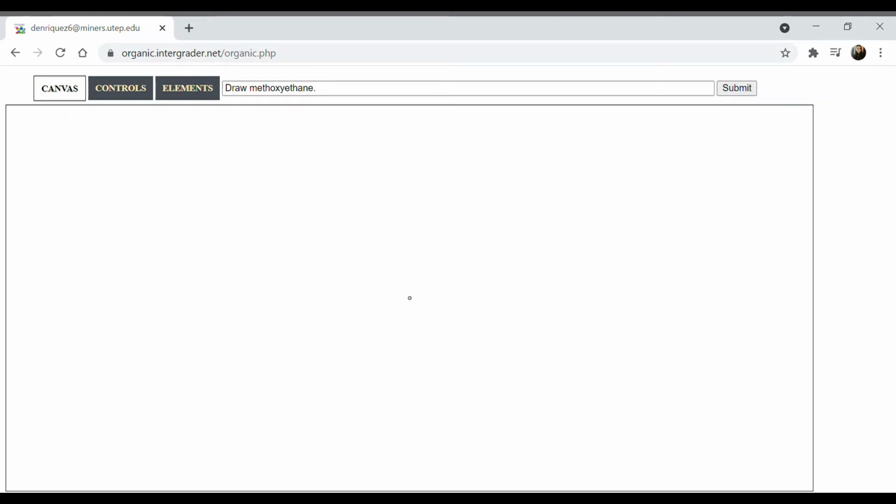Hey guys, this is lesson 29. This one isn't too bad. I just suggest you take it step by step.